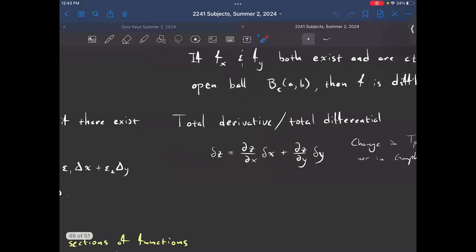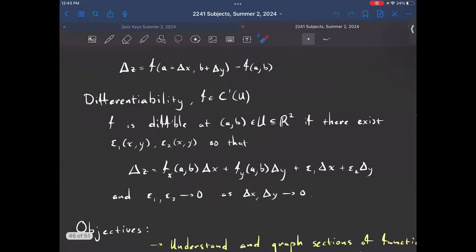Okay, so now let's go on to differentiability. What does it mean for a function to be C1 in a region U? So it's differentiable at a point in this set U if there exist these two functions, epsilon1 and epsilon2. Oh, and these do not depend on x and y, but on delta x and delta y. That was a slight mistake there. So they depend on delta x and delta y.